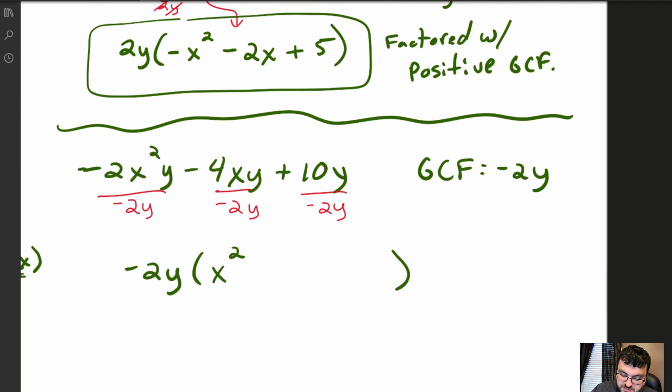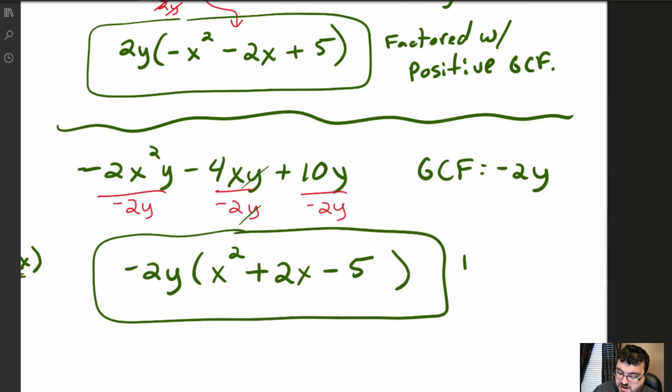But keep going. So this next one, we're going to have a negative 4 divided by a negative 2. When you have two negatives that are being divided by each other, that actually ends up being a positive number. So our answer will be positive 2. The y's cancel out, so no more y, but you'll have an x. 10 divided by negative 2 gives you negative 5 right there, and the y's cancel out. So this would be factored out with a negative GCF. So you can actually factor a positive or a negative GCF.